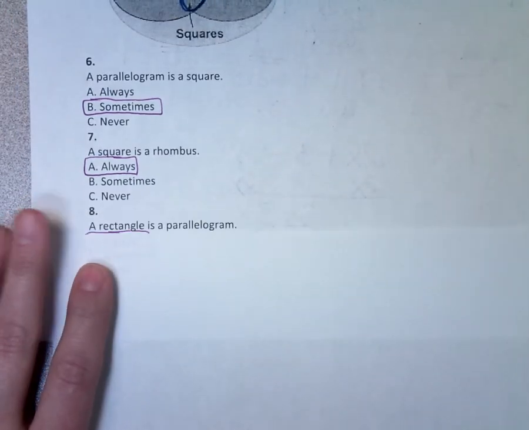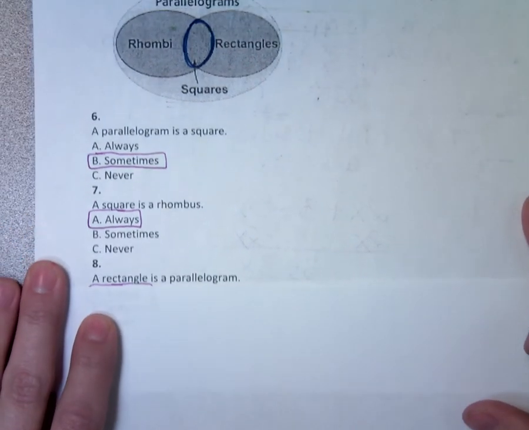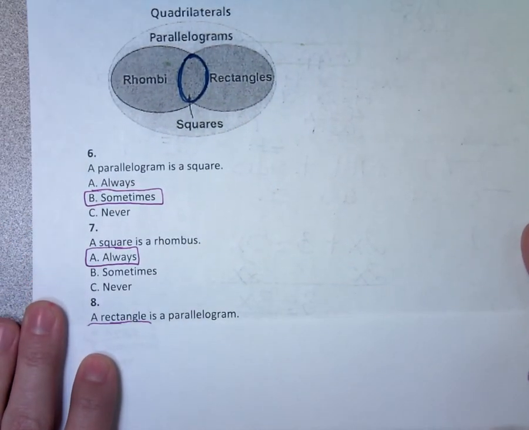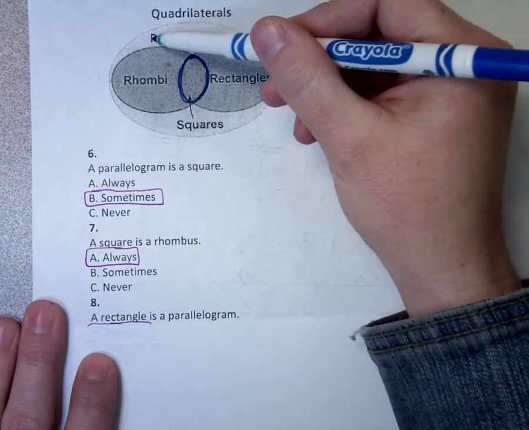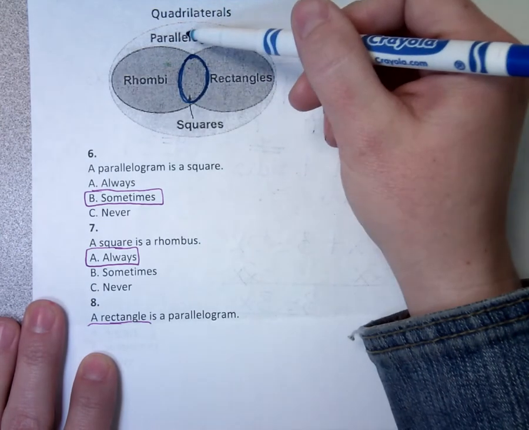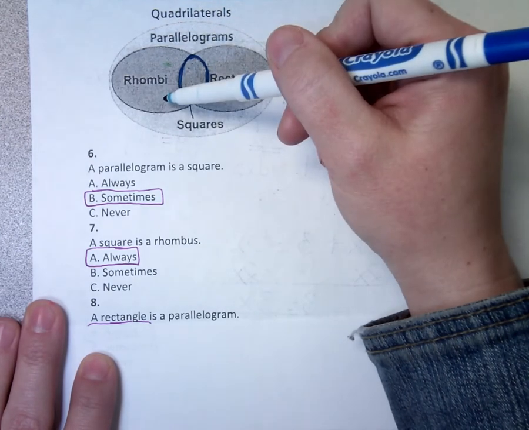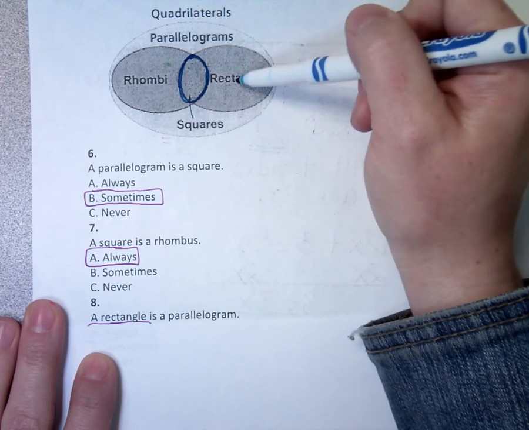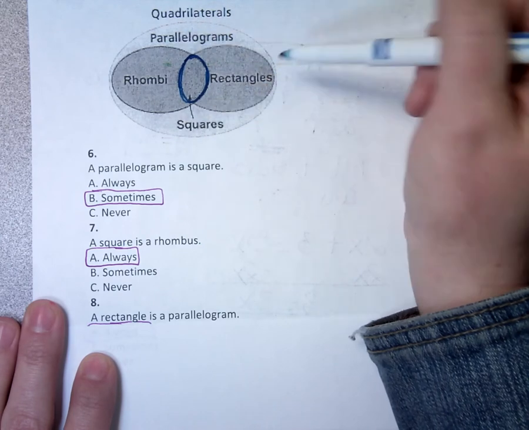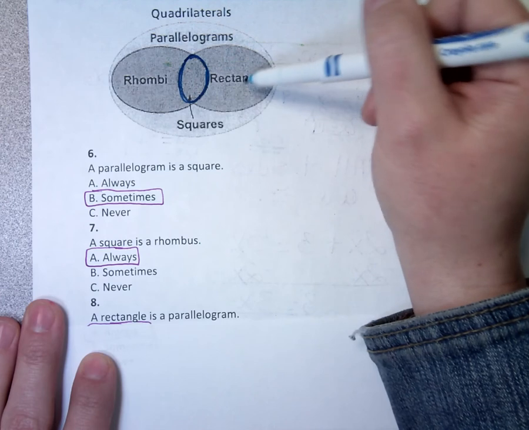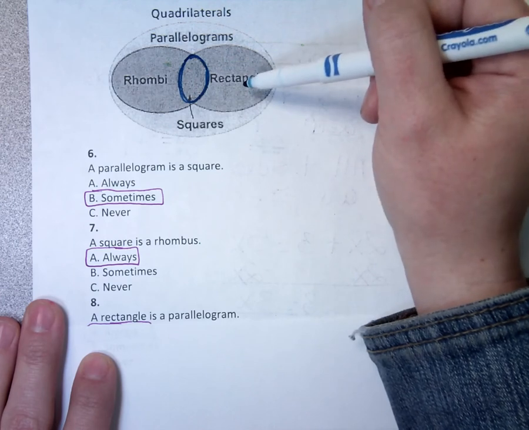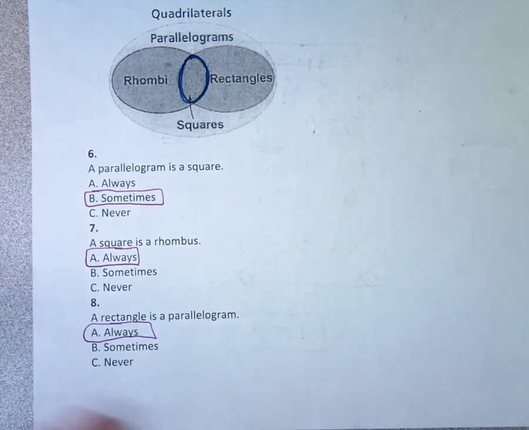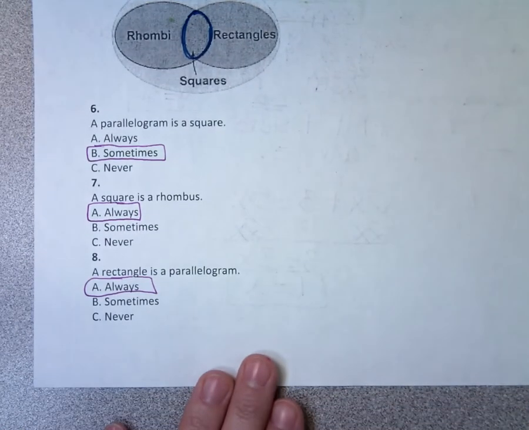A square is always a rectangle. Okay, the next one says a rectangle is a parallelogram. Your parallelograms are rhombuses, also rhombi, sorry. Your parallelograms are rectangles. Your parallelograms are squares. That is true. A rectangle is always a parallelogram. So always.